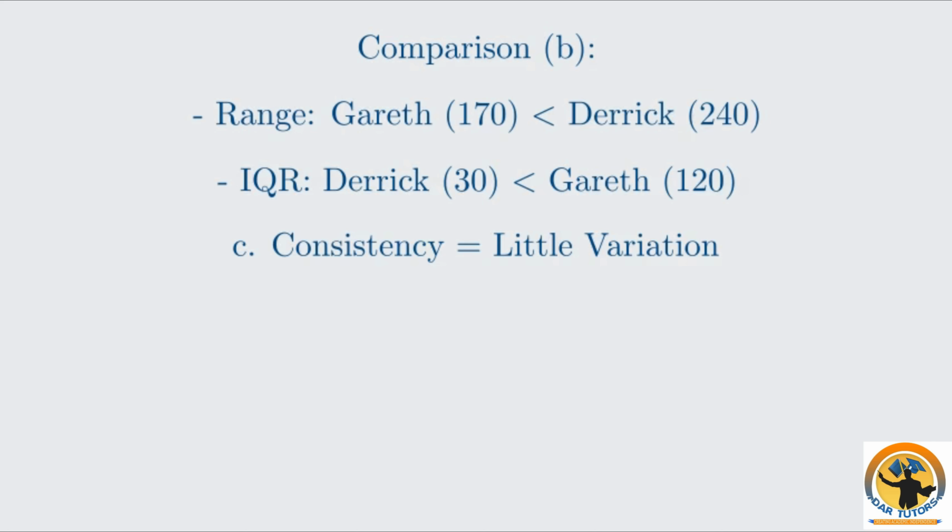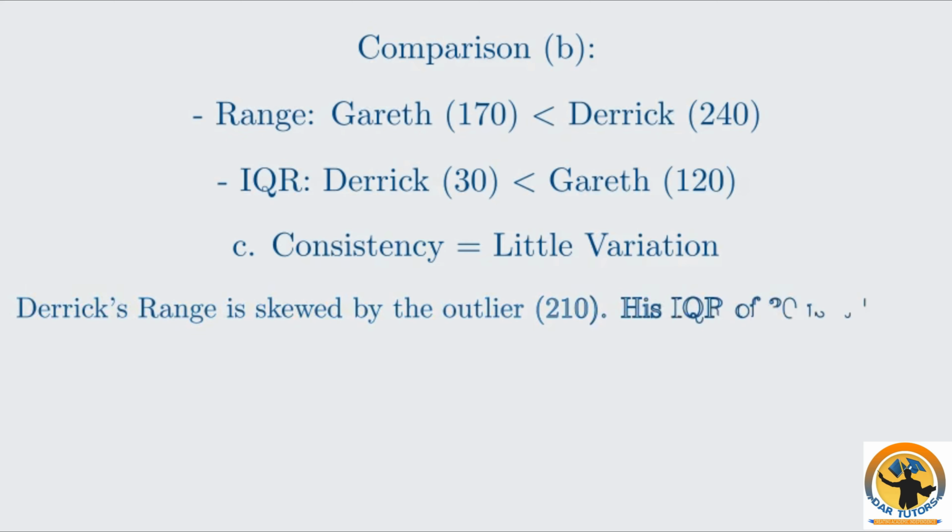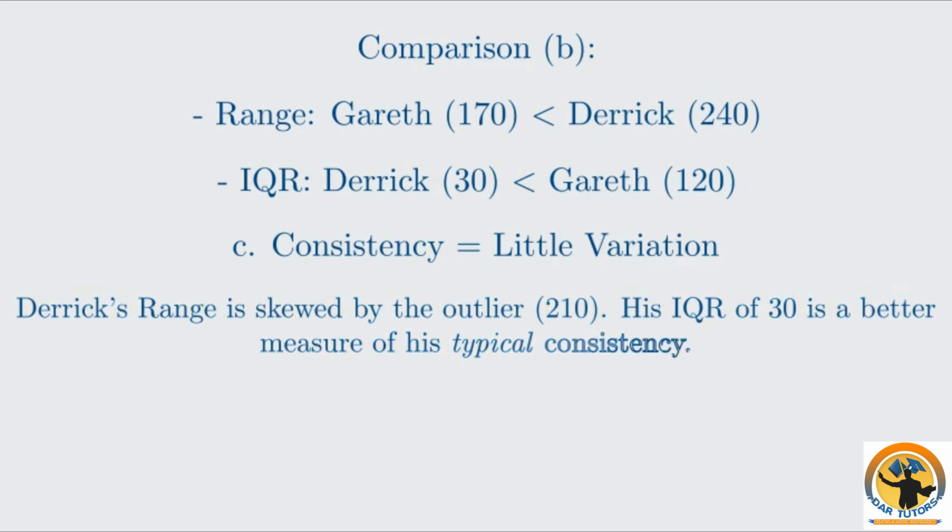But the IQR of only 30 minutes tells a different story. It shows that the middle 50% of his sleep durations are very close together. The large range is almost entirely due to that single outlier of 210 minutes. By focusing on the middle half of the data, the IQR provides a much better and more robust measure of his usual sleep consistency, showing that he is actually more consistent than Gareth.